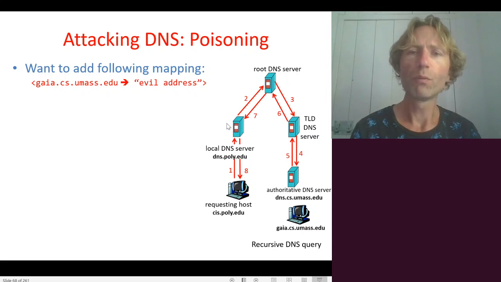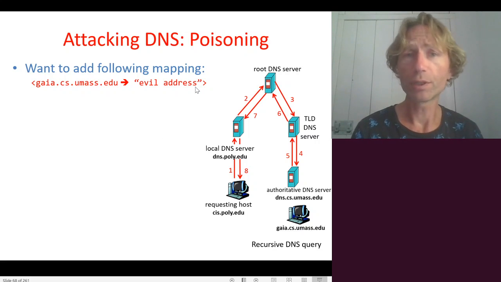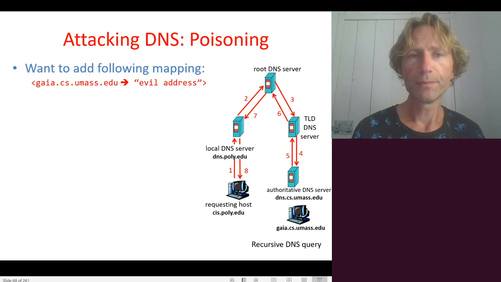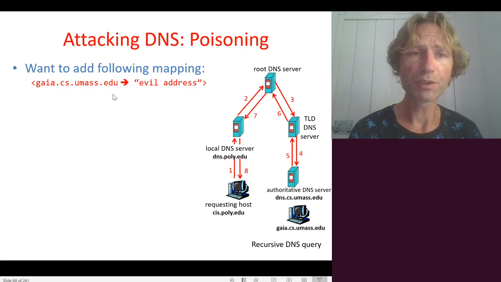Like I said, what we want to do is poison one of the intermediate name servers. For instance, this one, we want to have a mapping there that says that this legitimate machine that really lives at University of Massachusetts really points to some evil address owned by Herbert. To do that, this machine is going to send out a request for gaia.cs.umass.edu. And this is me. I'm going to send out this request. The attacker is going to send out this request for gaia.cs.umass.edu.